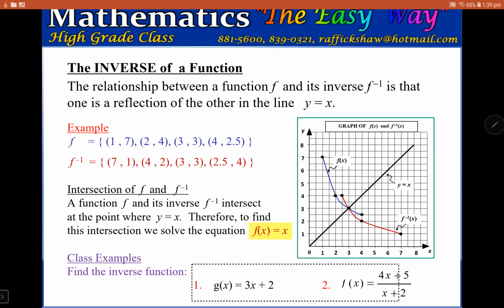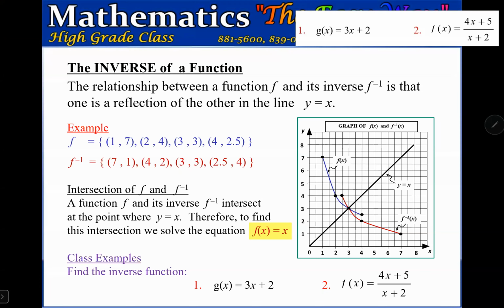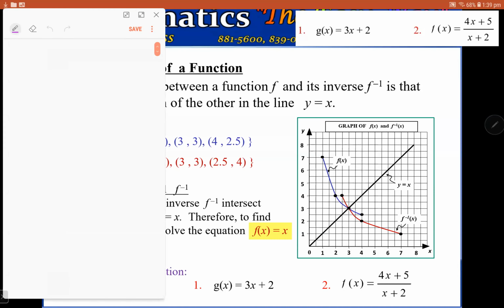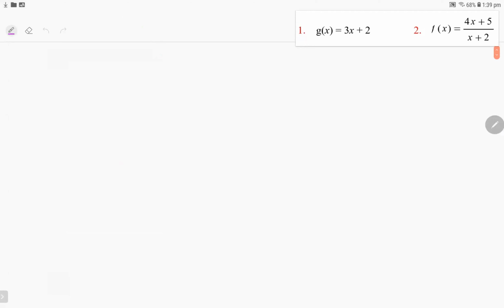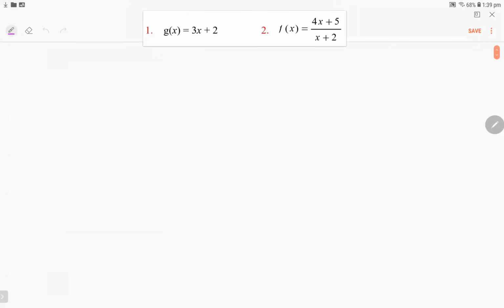All right, so I want to do these two examples. I'm going to find the inverse of those two, using the very same procedure for both of them. These two functions right here, g and f. I'm just interested in finding the inverse, forming the inverse function. This one, as I say, requires more steps.